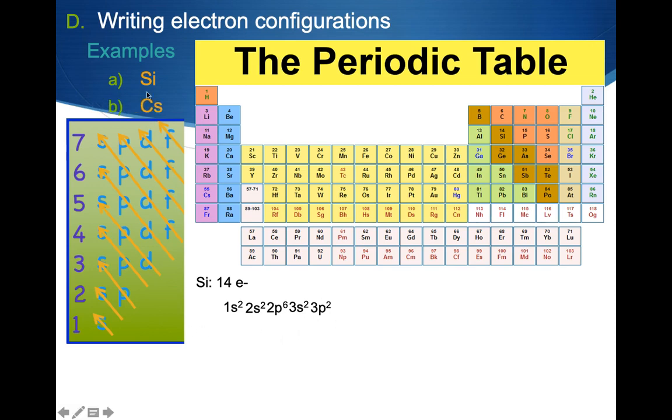Let's do another one. How about cesium? All right, so find cesium. Oh, here it is. Cesium is element number 55. 55 protons that are positive means there has to be 55 electrons that are negative to balance it to make a neutral cesium atom, which is what this symbol is showing, no plus or minus charge.